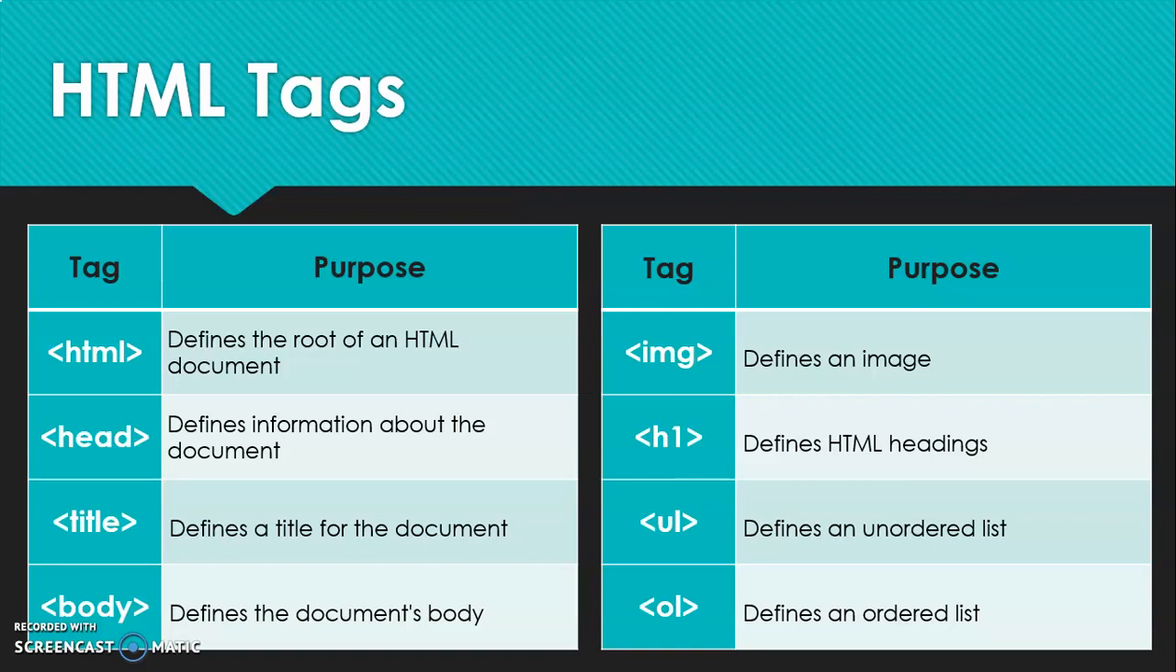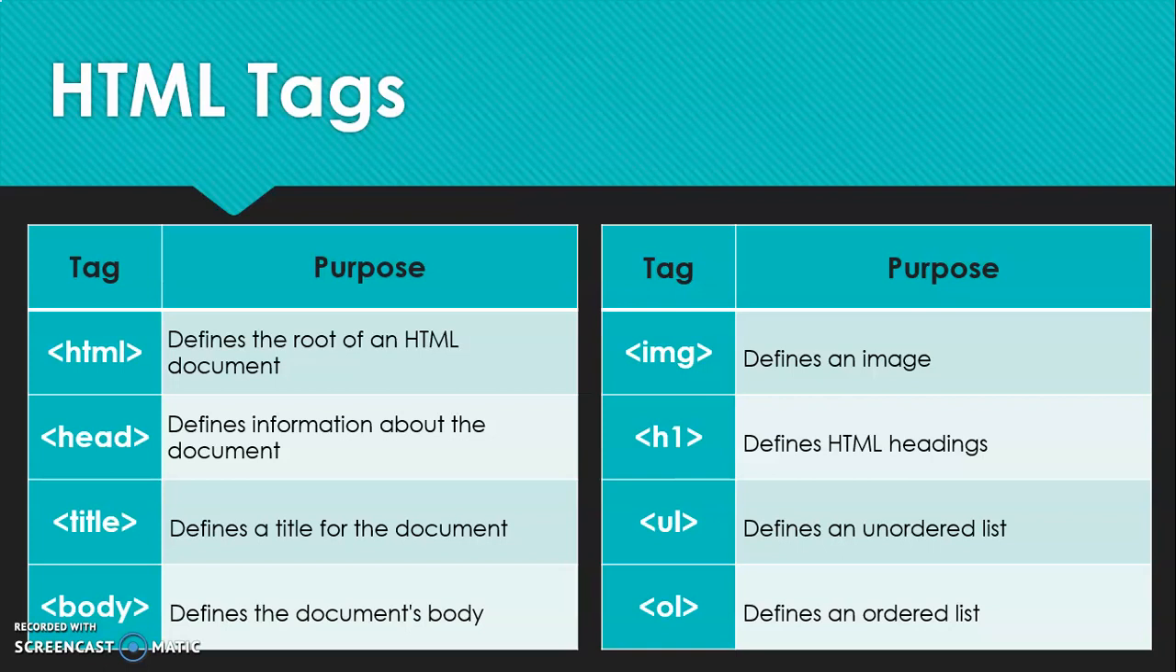We then have our body tag, which defines the document's body. So that just tells the web browser everything in here is going to be the content that the user will see on the website. We then have our image tag, which tells the browser that we're going to put an image on the website. Okay, so it defines an image.